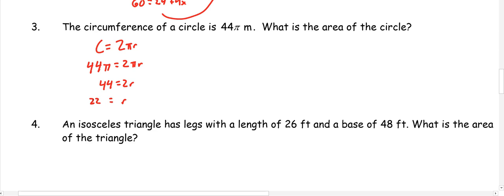So now that we know the radius is 22, we can substitute into the area equation, which is pi r squared. So we have pi times 22 squared for the area. And when we square that, we get 484 pi meters squared.